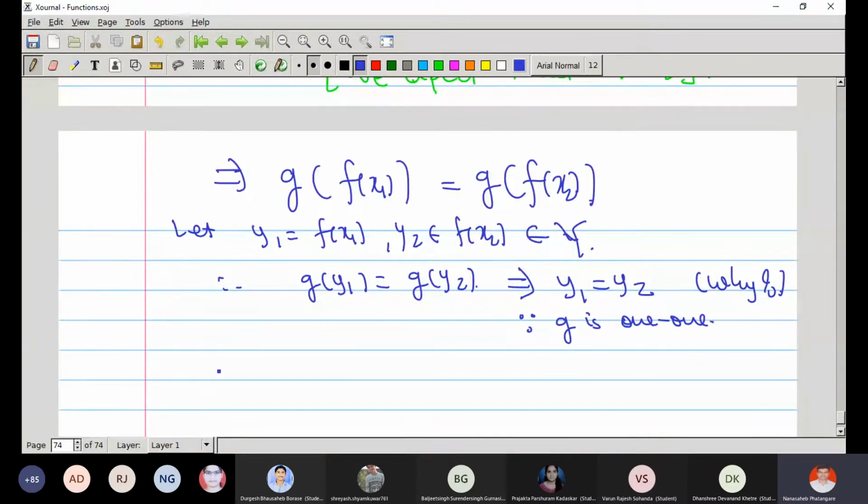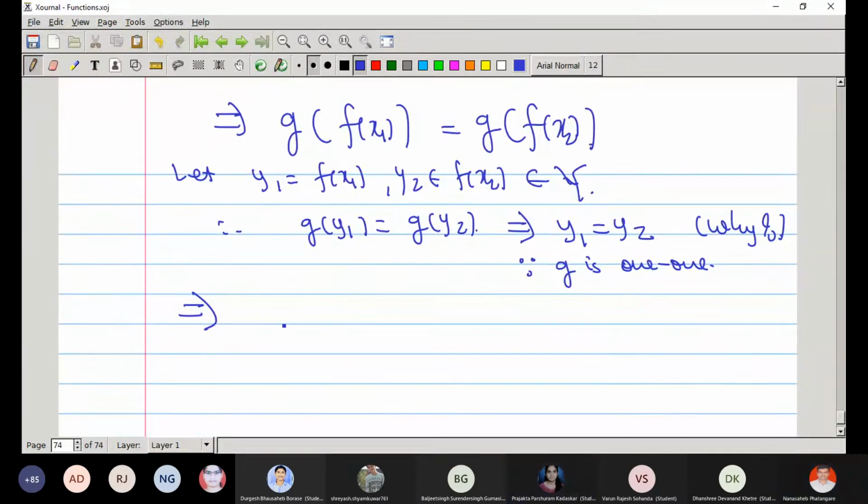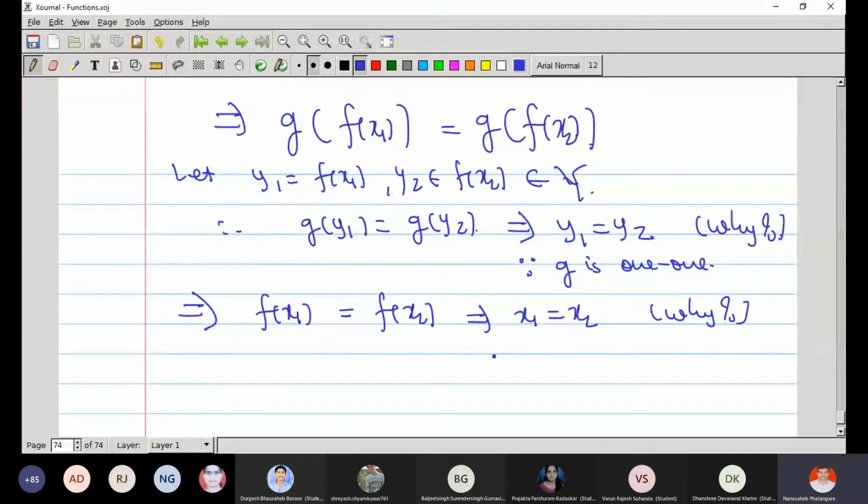What is y1? f of x1. And what is y2? f of x2. But f is 1, 1. That is our assumption. F and g are 1, 1. So what does it imply? x1 equals x2. Right? Why? Because f is 1, 1. And therefore, what is the final conclusion?